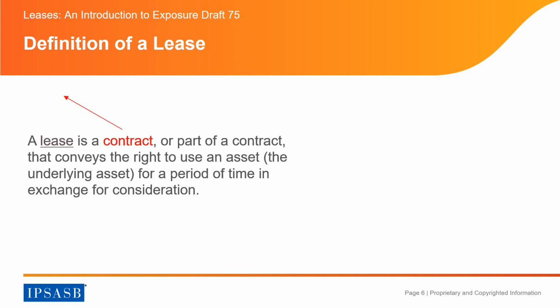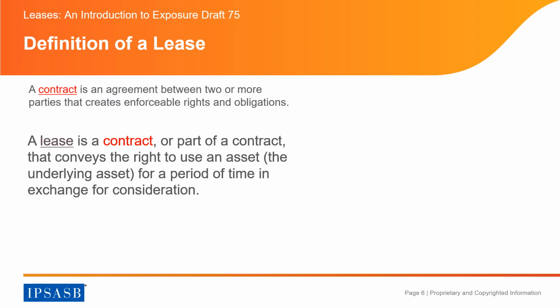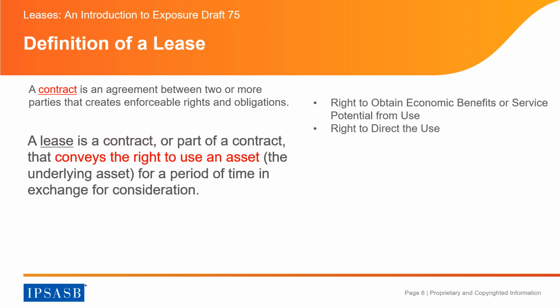A contract is defined as follows. A contract is an agreement between two or more parties that creates enforceable rights and obligations. The right to use an asset encompasses the right to obtain economic benefits or service potential from use and the right to direct the use.